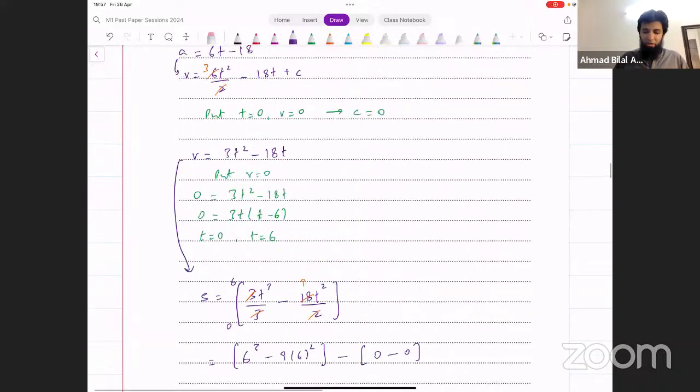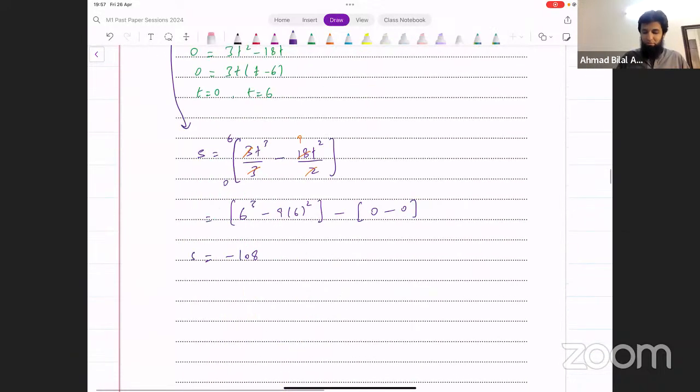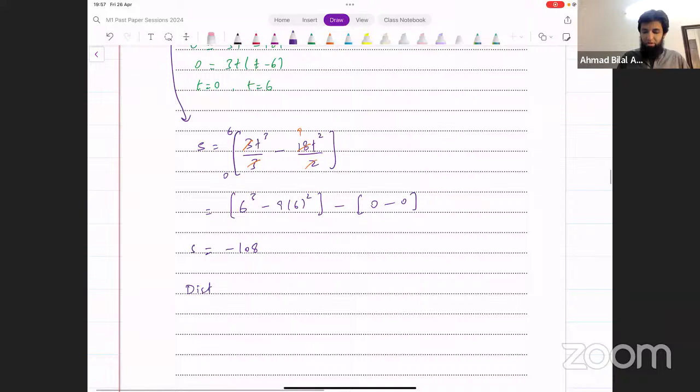They asked you for the distance the particle moved. When you talk about distance, you will make that positive. You'll say the distance moved is going to be 108. The displacement is turning out to be negative because it's moving in the negative direction.